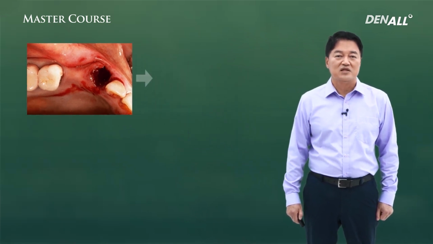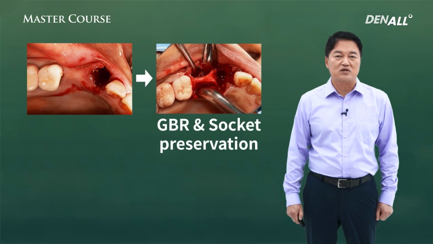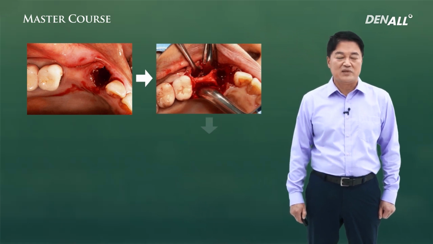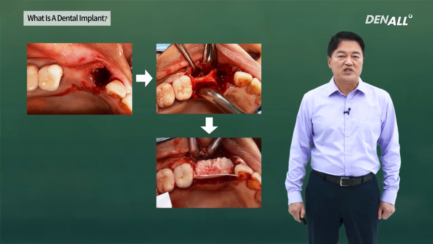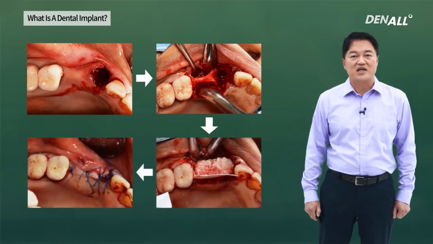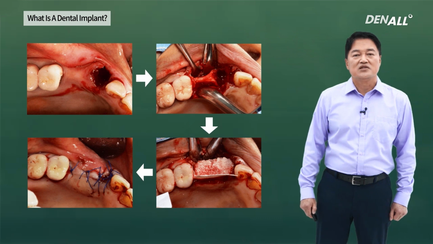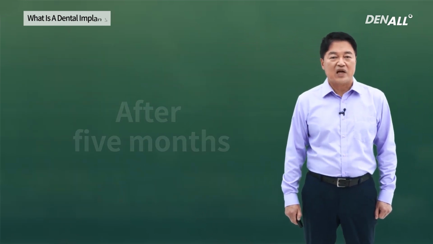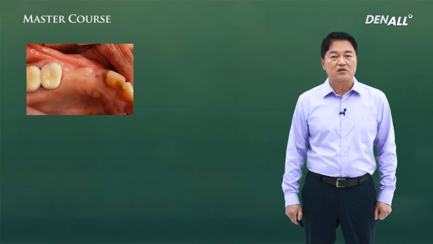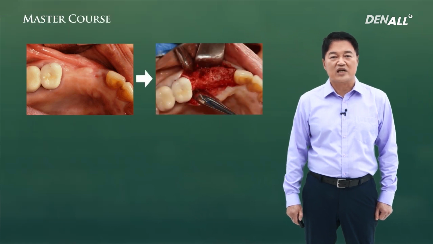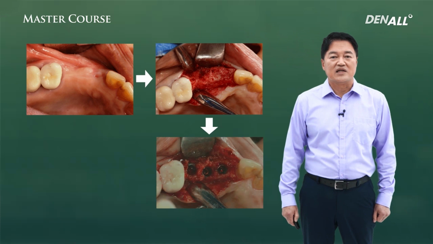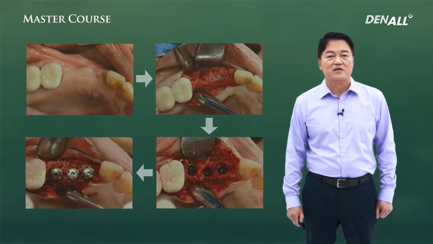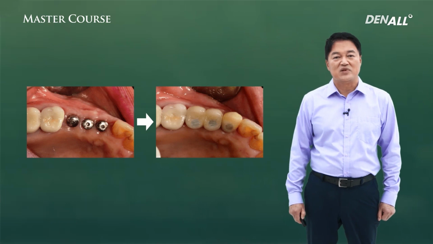In that area, effort was made to place the implant immediately. However, the ridge was very narrow, so socket preservation and GBR was done. 5 months later, when we revisited the site, primary closure occurred nicely, and now we can place the implant. The implant was placed, and the prosthesis was delivered.